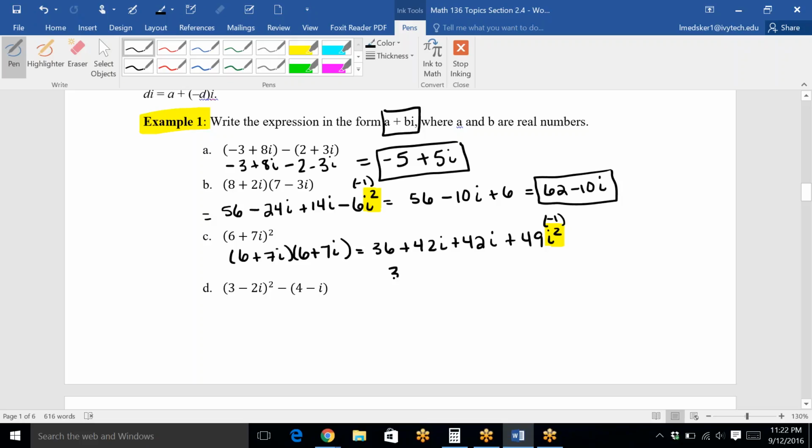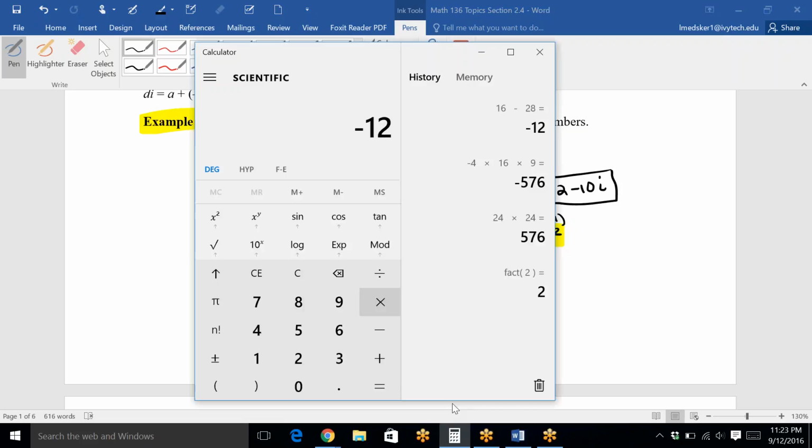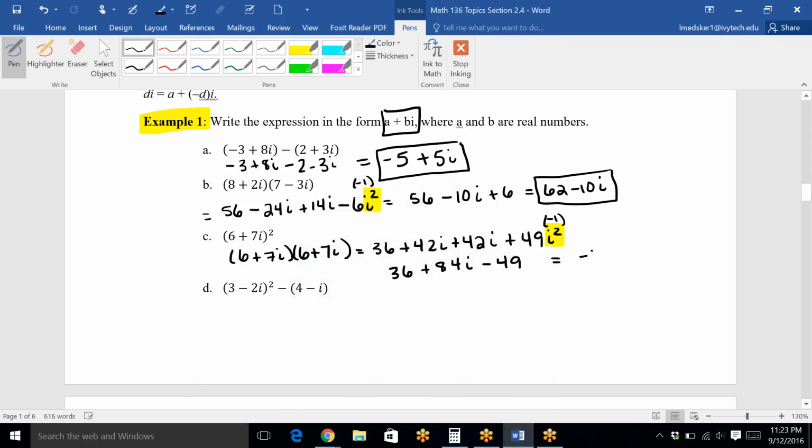So this is actually 36 plus, that would be 84i, and this is now a negative 49. To finish it off, we need to do 36 minus 49, which is negative 13. So my final answer is a negative 13 plus an 84i.